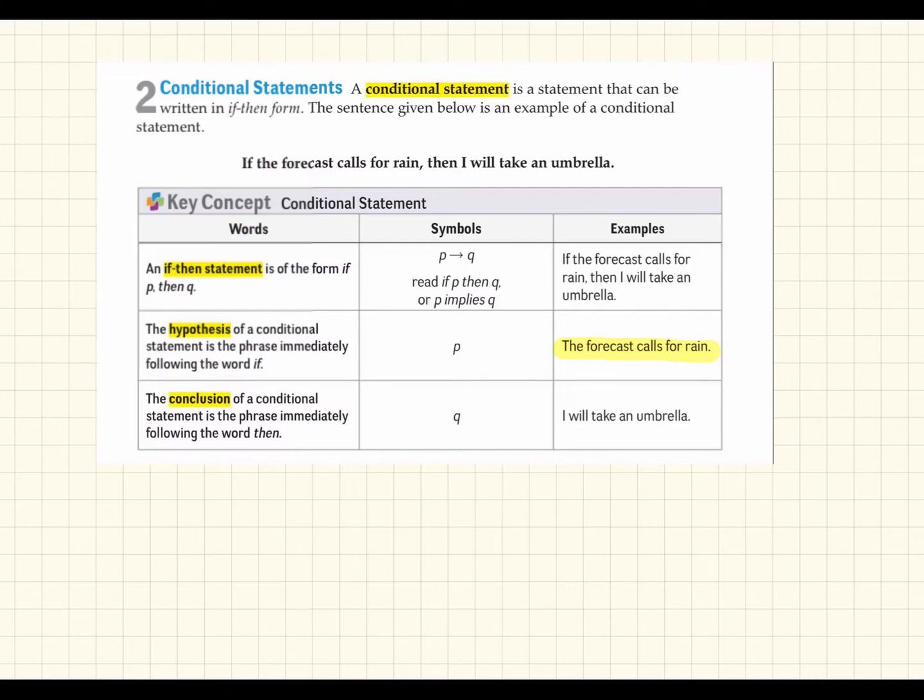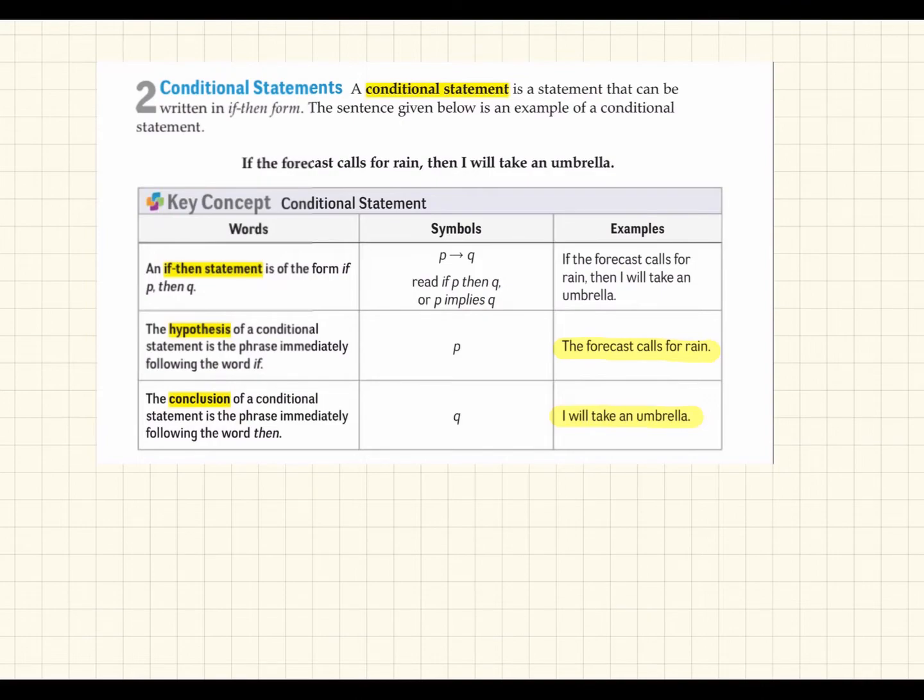What's going to happen if that hypothesis is true? What happens if the forecast calls for rain? Then the conclusion, the second statement, is I will take an umbrella. We put those together as a conditional statement in the form if something, then something: if the forecast calls for rain, then I will take an umbrella.